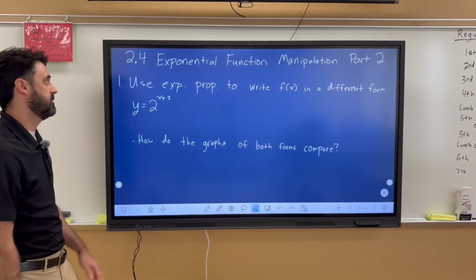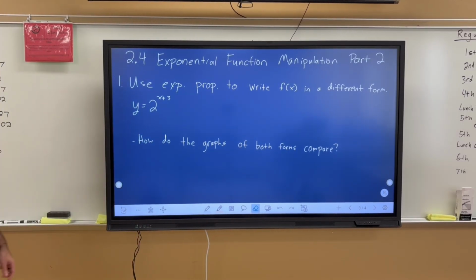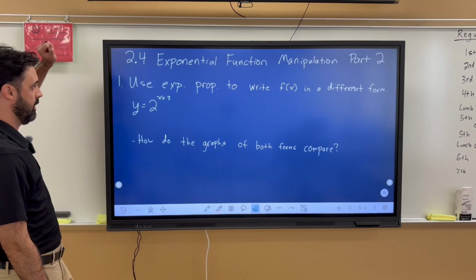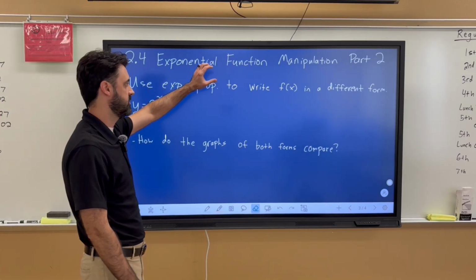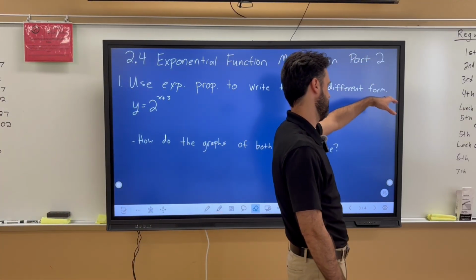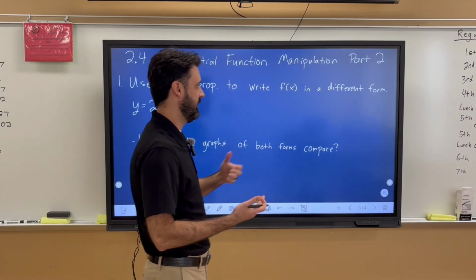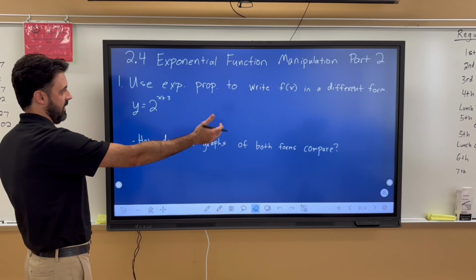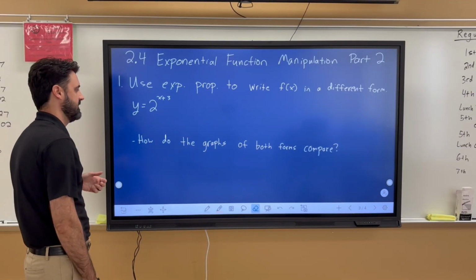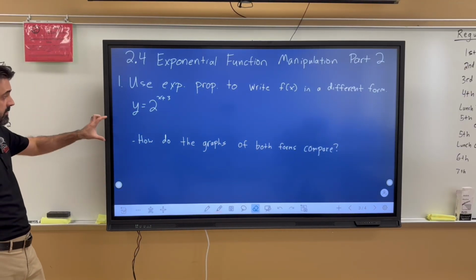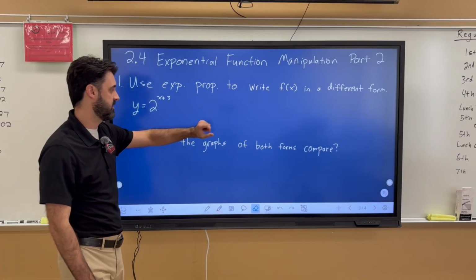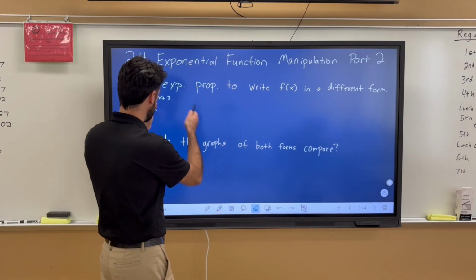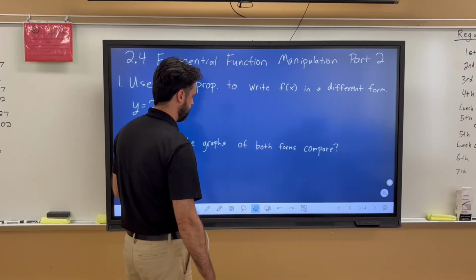All right, guys, part 2 of exponential function manipulation. I've got an equation up here where we're going to use some exponential properties to write this function in a different form. It doesn't say what form to write it in, but eventually these questions will be multiple choice, and so it's kind of obvious how we're supposed to change this at the end here. And then once we've done that, we're going to compare the graphs of both forms, so the original form and whatever we get at the end here.